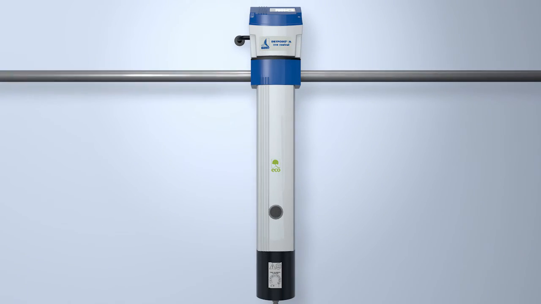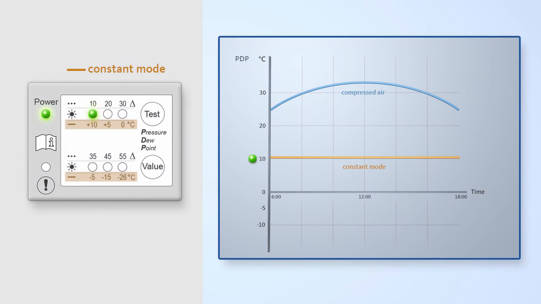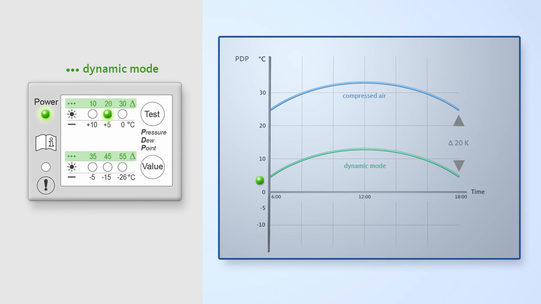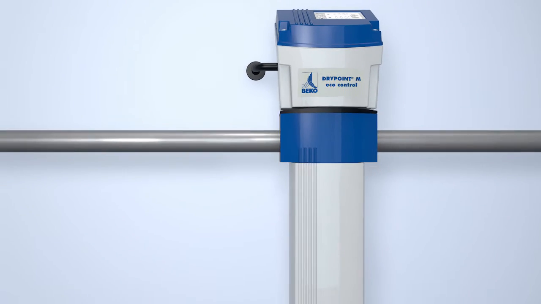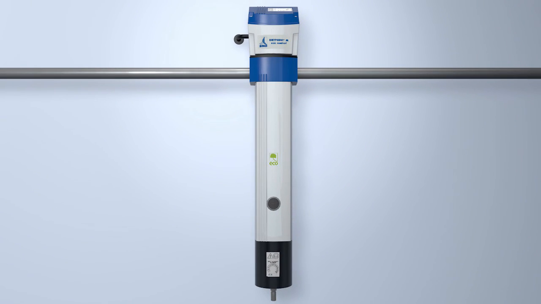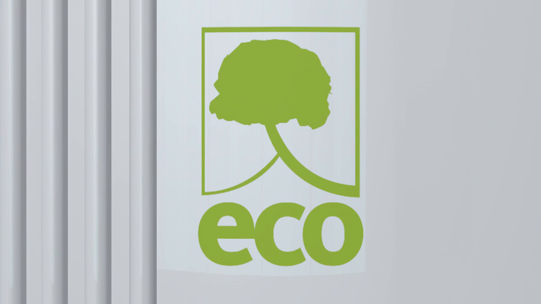The DRYPOINT M Eco-Control sensor-controlled drying system delivers genuine drying on demand. Whatever the range of requirements your application may have, the required degree of drying can be achieved and constantly maintained. DRYPOINT M Eco-Control, an innovative, energy-efficient, and safe drying system. As individual as your requirements.